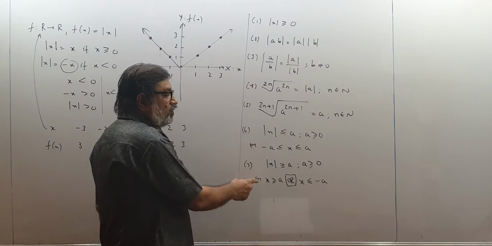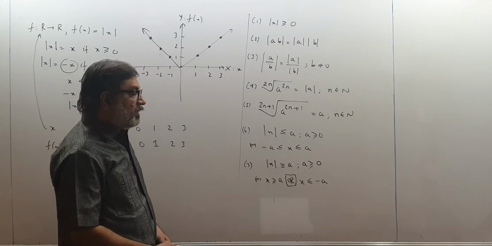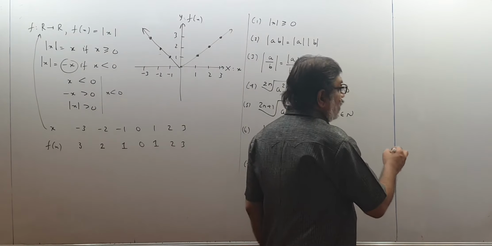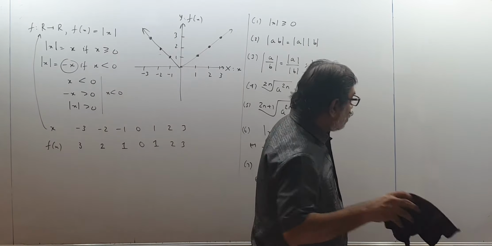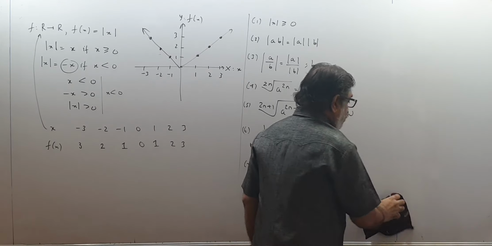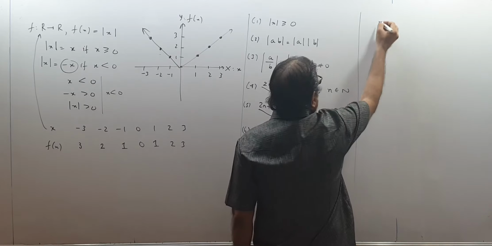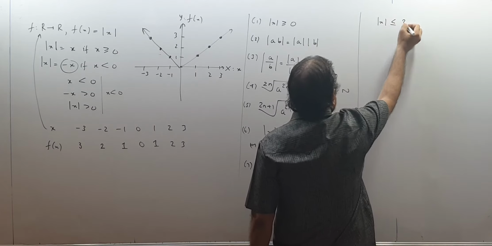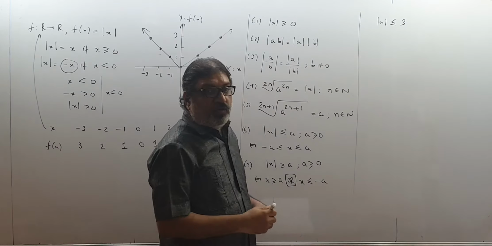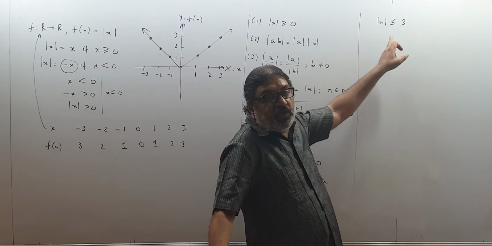Children, let us think about these two properties. Let us understand how they are coming. Supposing I am writing like this, mod x less than equal to 3. So I should fit only those values of x whose mod is 3 or less than 3.